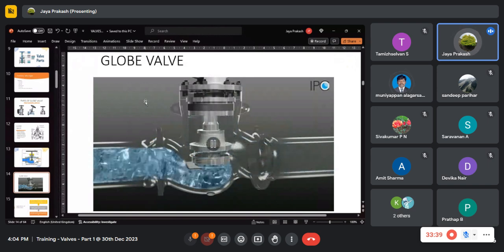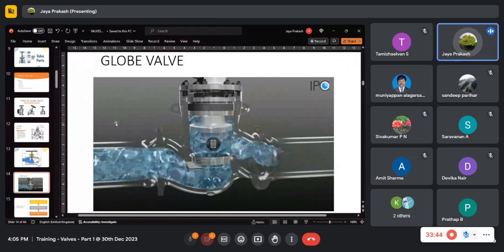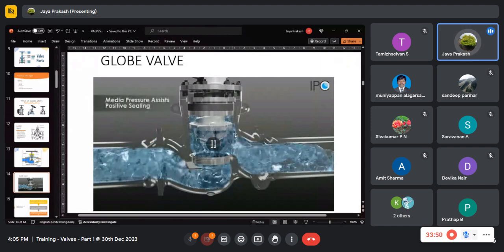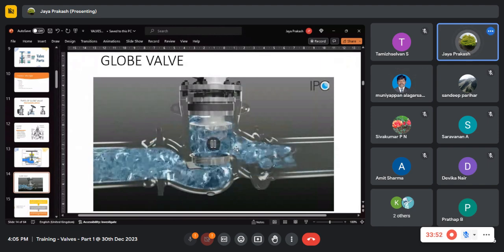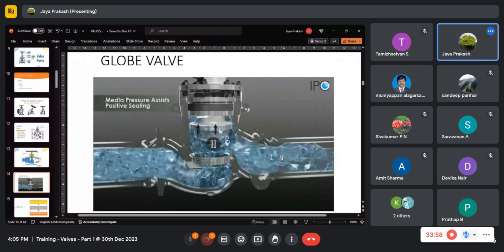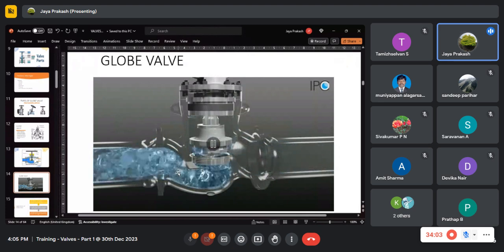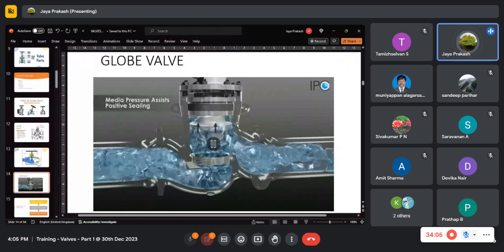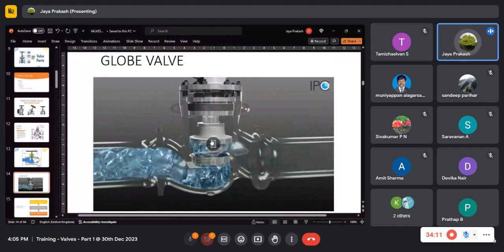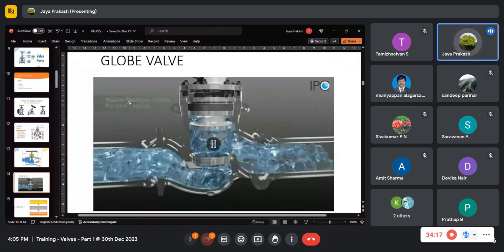Here they have actually mentioned it wrongly. What they are saying is media pressure assist positive sealing. Actually, that's only if the flow is in the flow over direction. If the valve is changed to the other direction, the flow will come and the valve opens and goes through this way. And if it closes, the flow pressure will act upon this plug, and it will give tightness. But here it is not assisting. What is mentioned here is wrong.